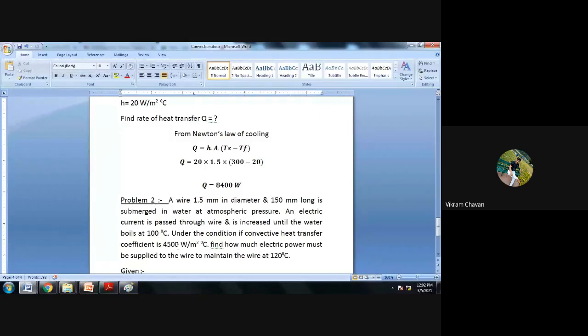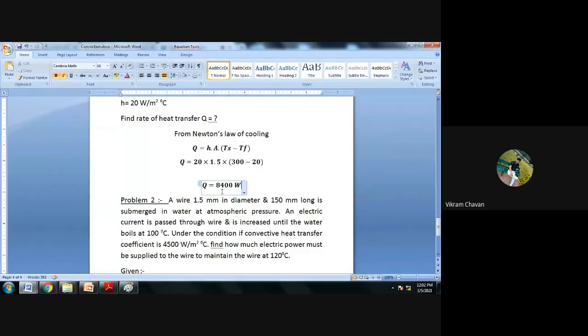And what is the unit of our heat transfer rate? It is also watt. Here only we have mentioned, so Q is equal to 8400 watt. So the unit of Q, that is the rate of heat transfer, is watt. Now, under an assumption, we can say that the electric power which must be supplied to the wire will be equal to the total convective heat loss from wire to water.